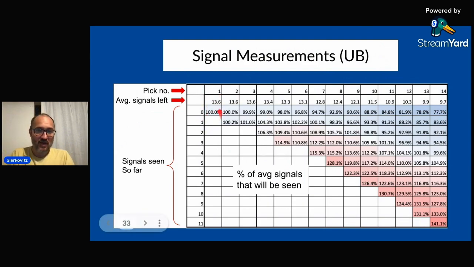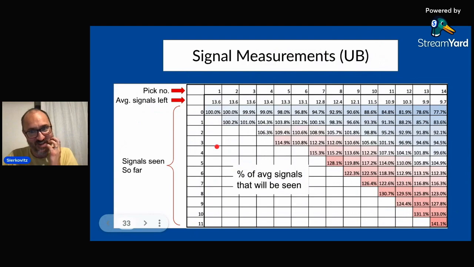And of course, there were 0 signals in the first pack, because there are no signals in the first pack, because there's no one to send that signal. Here in the column, you see how many signals were seen up till this point. And the percentages in this table tell you what percentage of the average picks that are left you will see in the future if you've seen X signals.